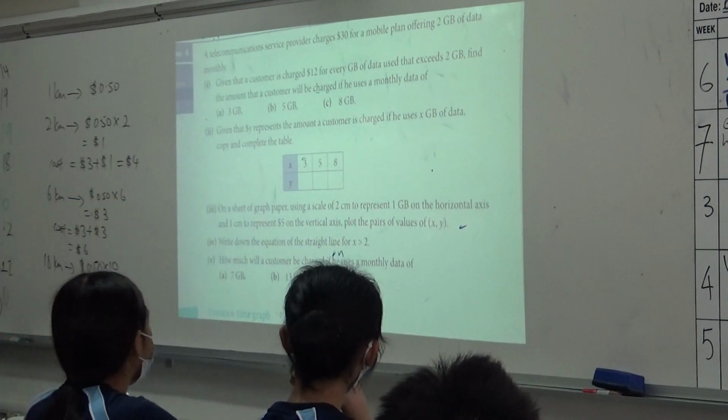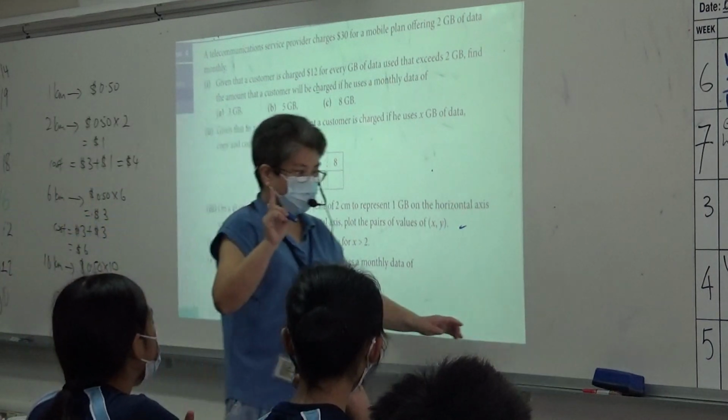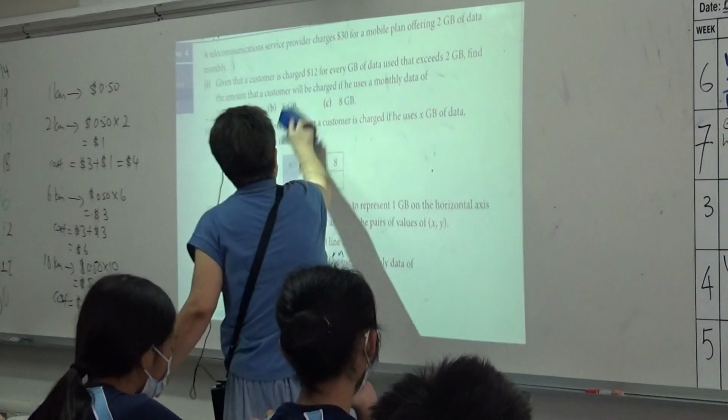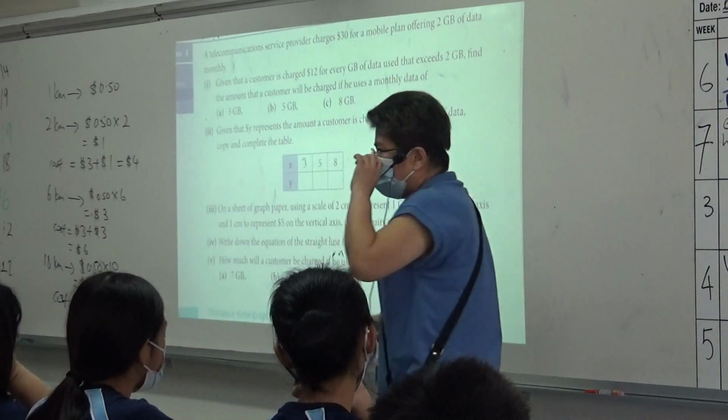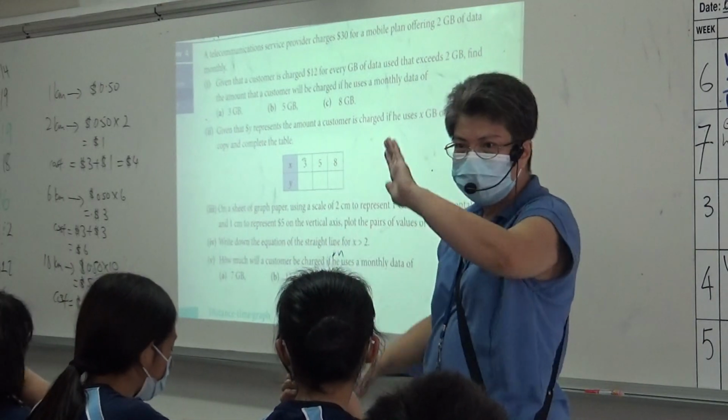Okay, now I'm going to explain to you what this means. You don't have to take down. I just want you to know. Alright? That means as long as you use within 2 gigabytes, you must pay $30, agree?